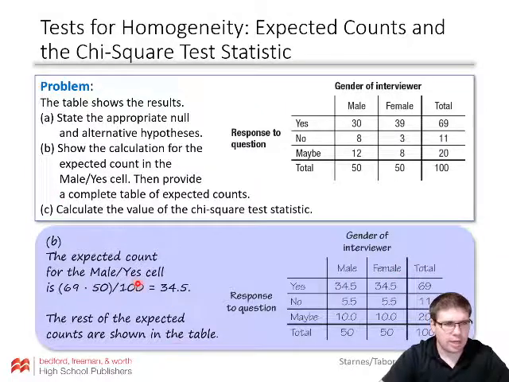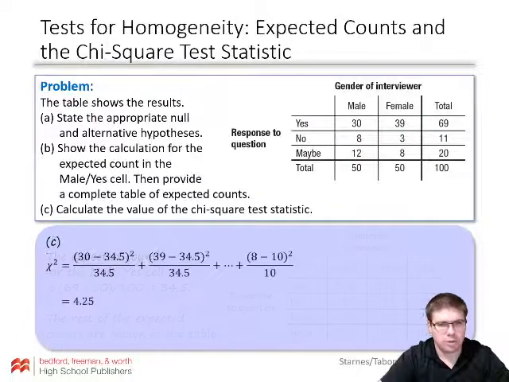So then they want us to calculate the value of the chi-square test statistic. Basically, it's this number minus that number squared over that number. This number minus 30, so 39 minus 34.5 squared over 34.5. And then you don't do the totals. 8 minus 5.5 squared over, and so on. So we can do that all the way through that last one, 8 minus 10 squared over 10, and get that chi-square test statistic.